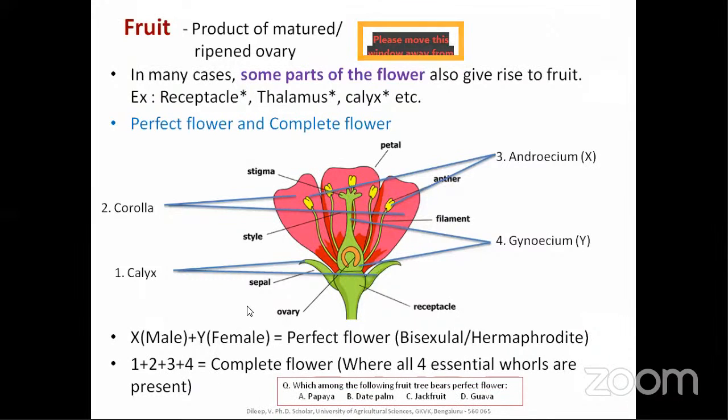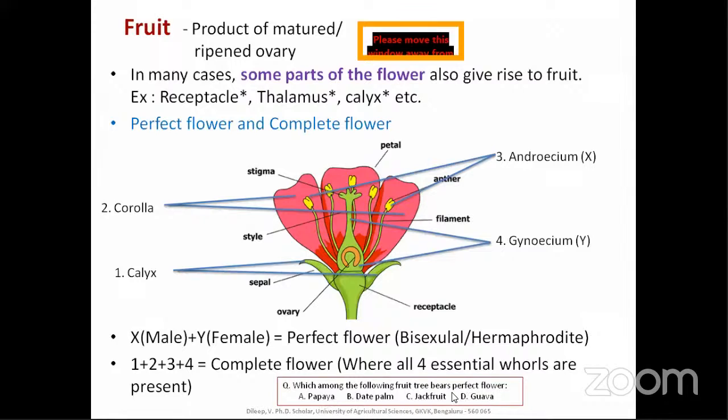So what type of question may arise from this? Here we can see an example: which among the following fruits bears a perfect flower? We all know that papaya is dioecious, and date palm is dioecious, so both reproductive parts will not be there in one flower. Jackfruit is also monoecious: both male and female flowers are present, but not together, in different parts of the tree. And guava. So which is the correct answer here?